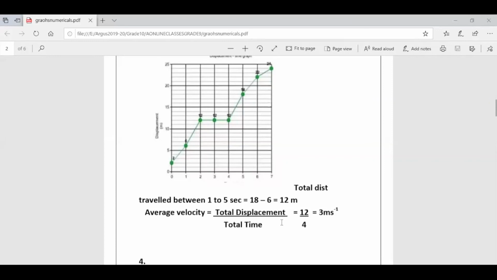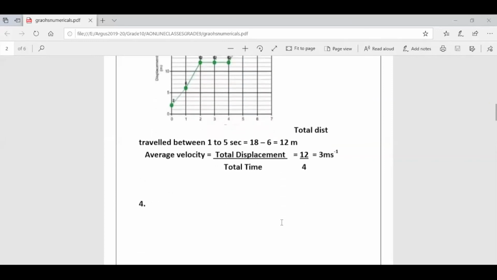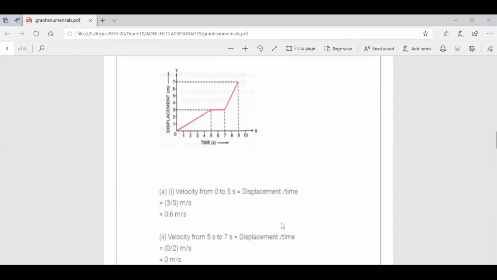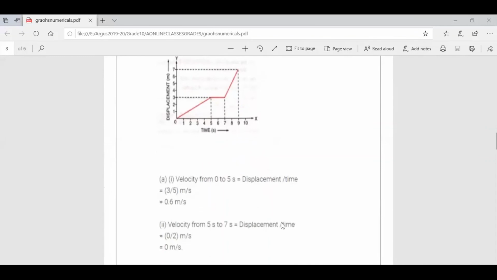Now there is one more very good example. Fourth one. Everyone see the fourth example. Very nice example. Turn the page. I have solved it, but it is a little light. I hope you can see it. I've just copied and pasted, that is why. Now there is a graph shown. This is displacement and this is the time. Now the first thing they are asking is the velocity from 0 to 5 seconds.